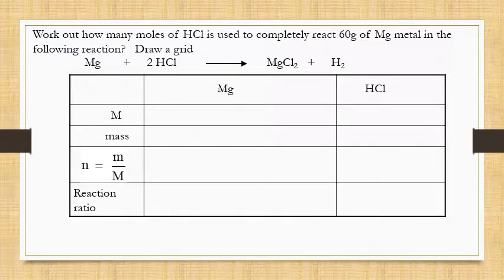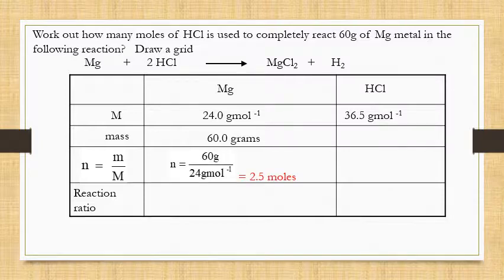For magnesium, the molar mass is 24 grams per mole. The molar mass for hydrochloric acid is 36.5 grams per mole. The mass is 60 grams for magnesium. So you can work out the number of moles because it's mass over molar mass, or 2.5 moles. The ratio from the equation is given as 1 to 2.